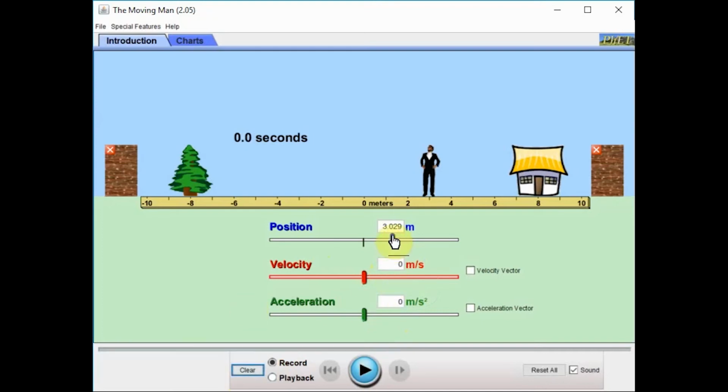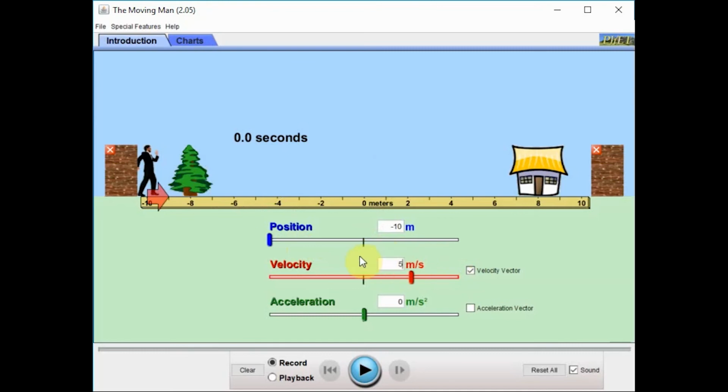So let's reset this. Now if I want to turn on velocity, let's click this box to see our velocity vectors. I can have him going to the right or to the left, and the longer the vector is, the more velocity he has. So that is, the faster he's going to go. So for example, let's start all the way over here at negative 10, and let's do a velocity of, say, 5 meters per second.